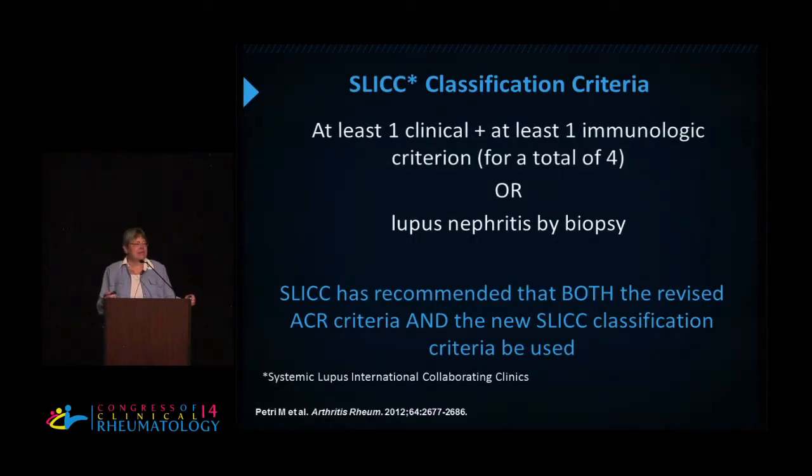So the SLICC classification criteria have two overarching principles. And the first is that lupus is a disease driven by autoantibodies. So in order to be classified as having lupus, the patient must have at least one clinical manifestation and at least one immunologic one, adding up to a total of 4. So we kept that ACR total of 4 to make it easy. The second overarching principle is if the patient has lupus nephritis, that's all they need. You don't have to keep counting. That patient has lupus.